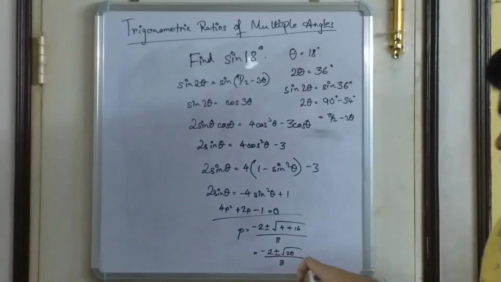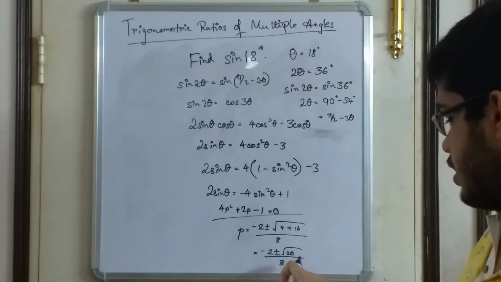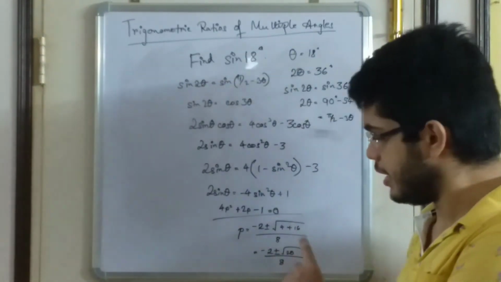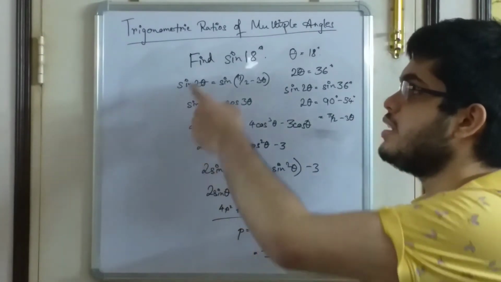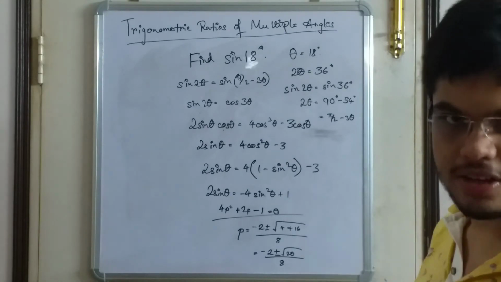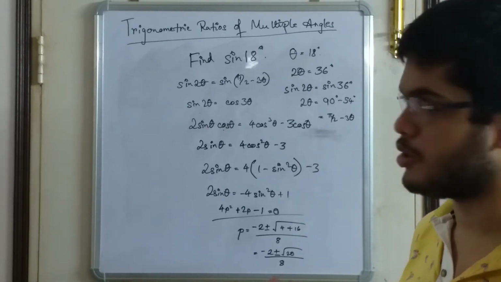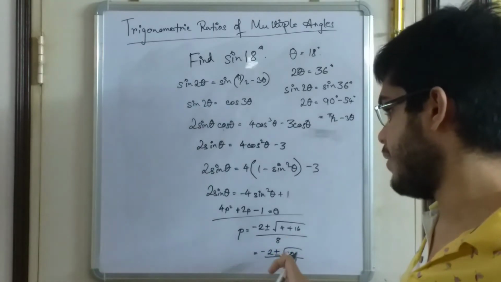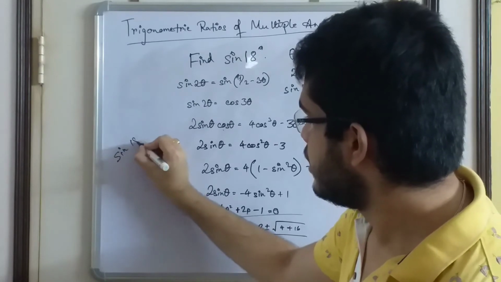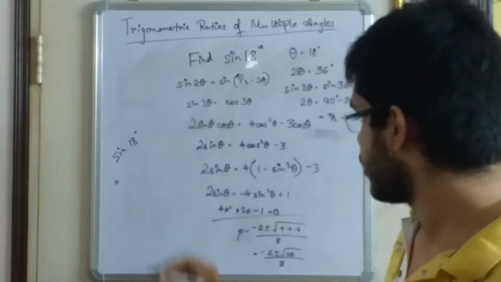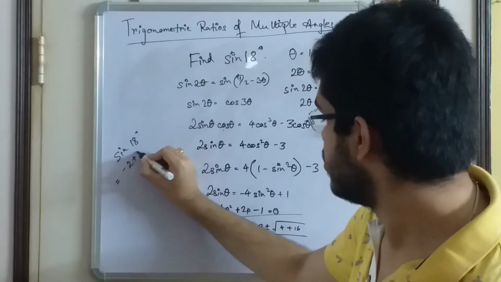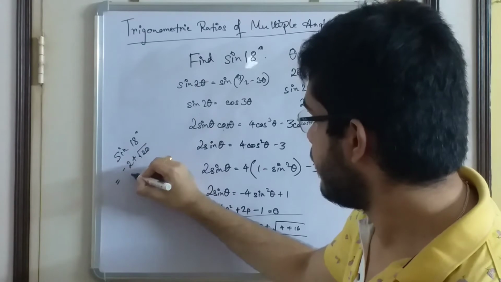So we have got this value of sin theta. Okay, now see, here we can take the plus sign or the minus sign. If we take the minus sign, that means we are taking sin 18 degree to be negative. But sin 18 degree can never be negative, since 18 degree is in the first quadrant, and in the first quadrant all trigonometric ratios are positive. So we have to reject the negative sign and we will take only the positive sign. So we will get sin 18 degree is equal to minus 2 plus root over 20 by 8.